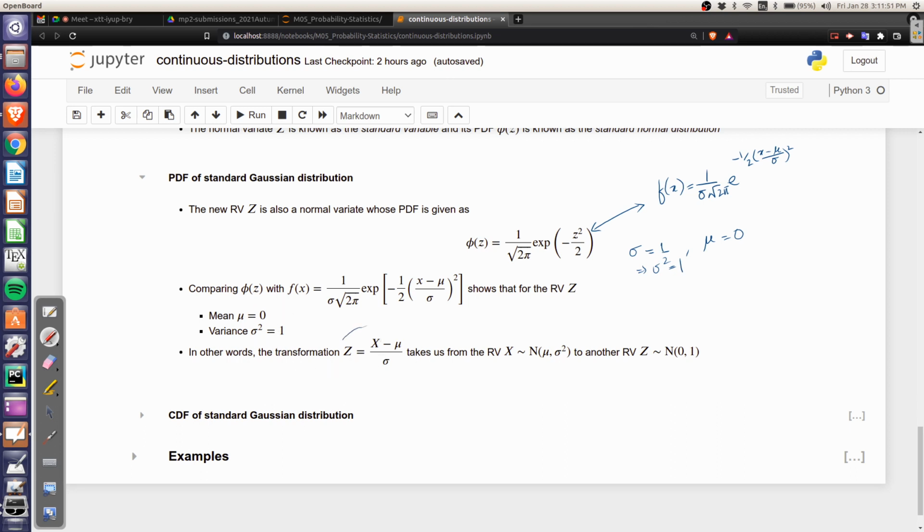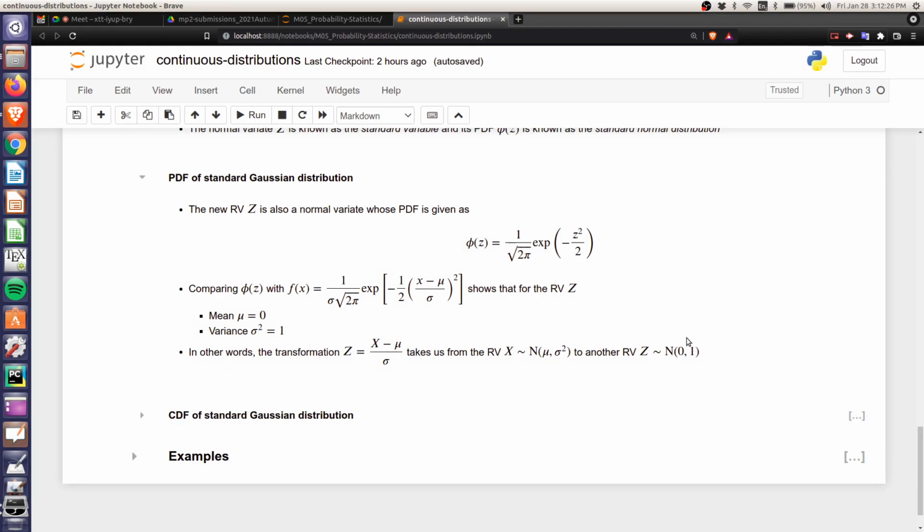So in other words, if I make this kind of transformation, z equal to x minus mu by sigma, it takes us from a Gaussian variate to another Gaussian variate. The first Gaussian variate had a mean mu and a variance of sigma squared. From here we went to another Gaussian variate, which has a mean of 0 and a variance of 1. Because of this form, the standard Gaussian becomes very convenient for us. Okay, is this clear?